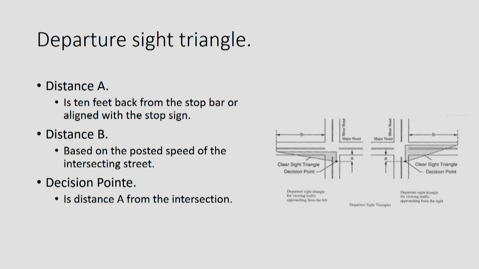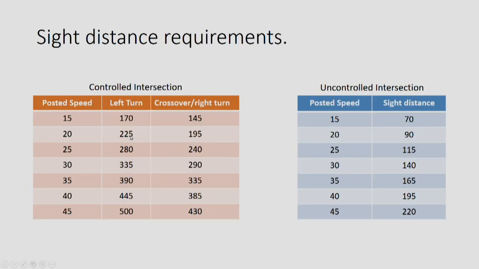If you're making a left-hand turn or a right-hand turn, those numbers all change. If we go to the next slide, this will tell you how big your triangles need to be, and this answers your question. You have to look at the posted speeds of the roads, and then decide: is it a controlled intersection? Is it an uncontrolled intersection? What are the posted speeds?